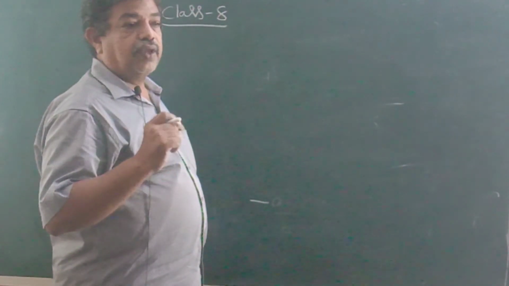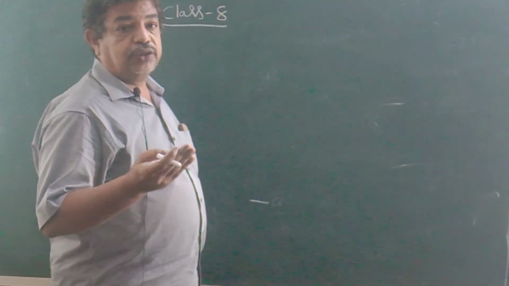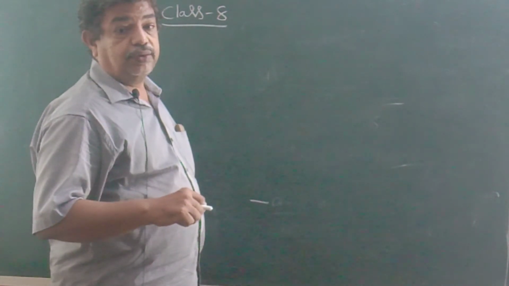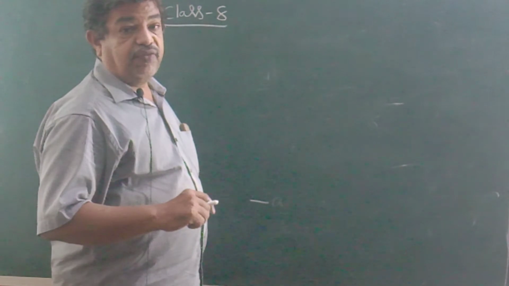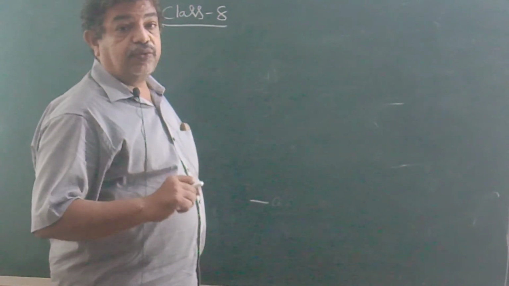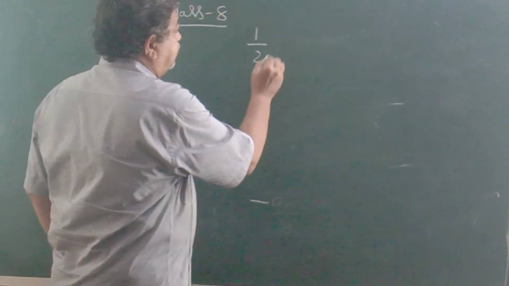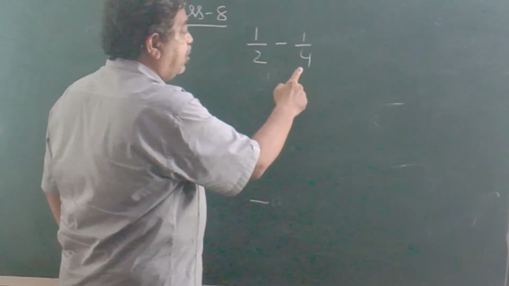Okay, children. So we learned closure, commutative, associative, identity, and inverse properties under addition. Now we are going to continue the properties of rational numbers under subtraction. We are going to verify whether the difference of two rational numbers is a rational number or not. Suppose you have 1 by 2 minus 1 by 4. Difference means subtraction.